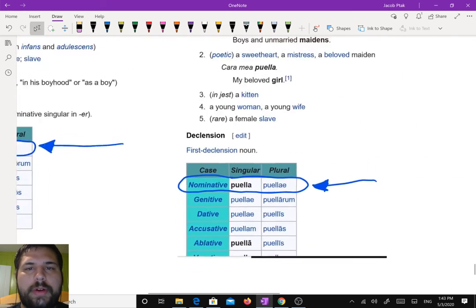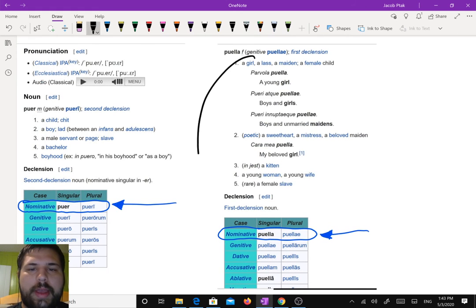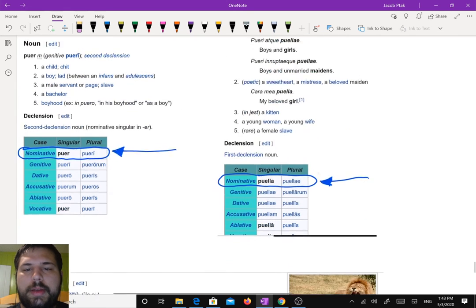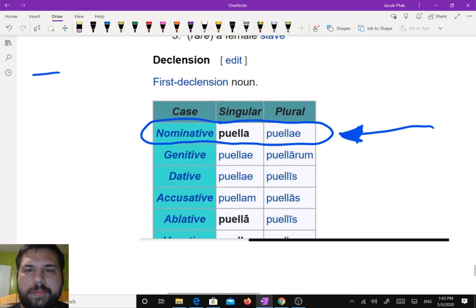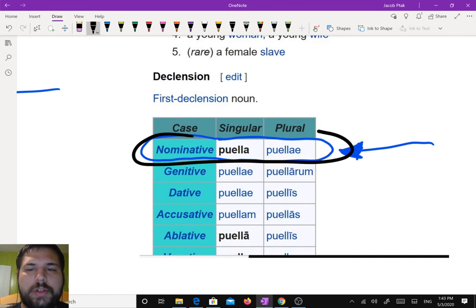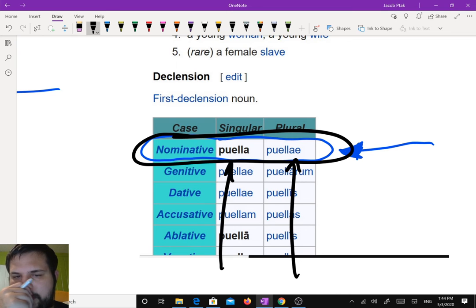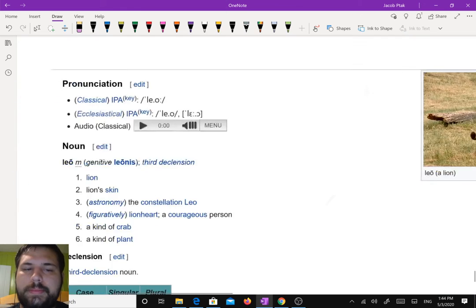Let's say you typed in the word for girl, and it will tell you, hey, this is what girl can mean. And then it will give you a word chart. And just worry about the first row. Puella, puellae. It gives it to you. All you have to do is type it in.